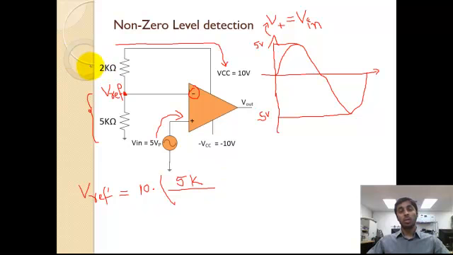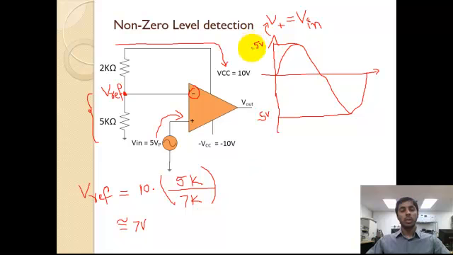R1 and R2, the 2 kilo ohm and the 5 kilo ohm resistances, are in series. So the total resistance is the addition of those two, which is 7K. So when you calculate, the reference voltage is 50/7, so approximately 7 volts. Make sure you do the calculation and you will get approximately 7 volts as the reference voltage.